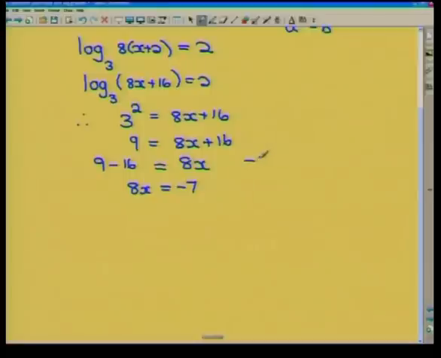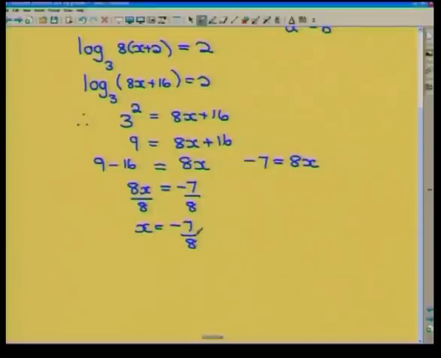Now if that worries you, rather do that step first and then swing it to that. But I don't think that's a big problem. I'm sure you're comfortable with that. Divide by 8, and your x is equal to minus 7/8.